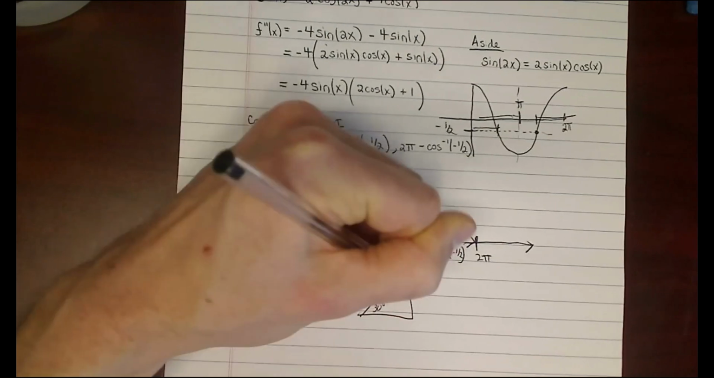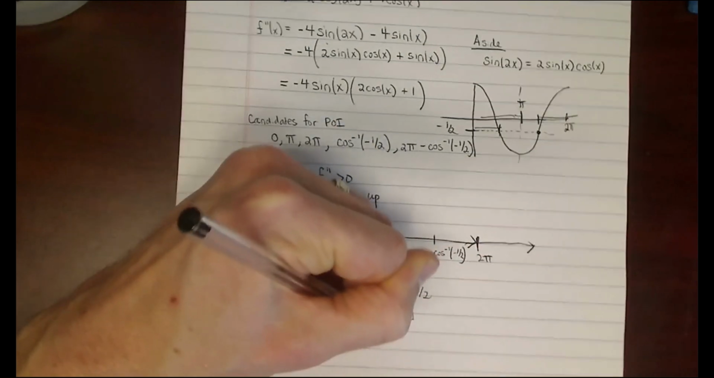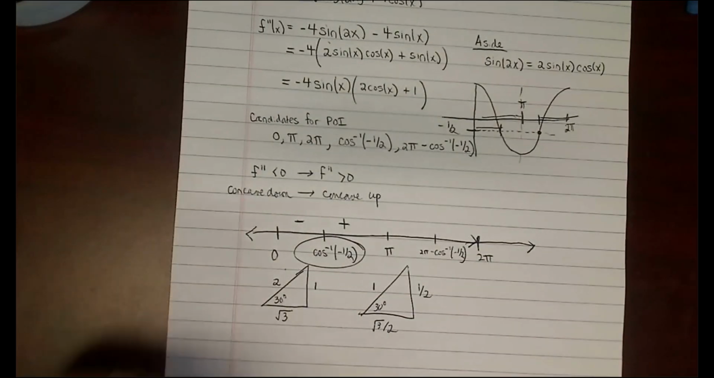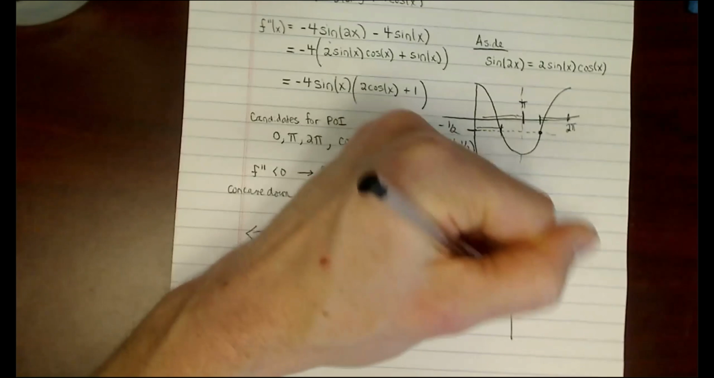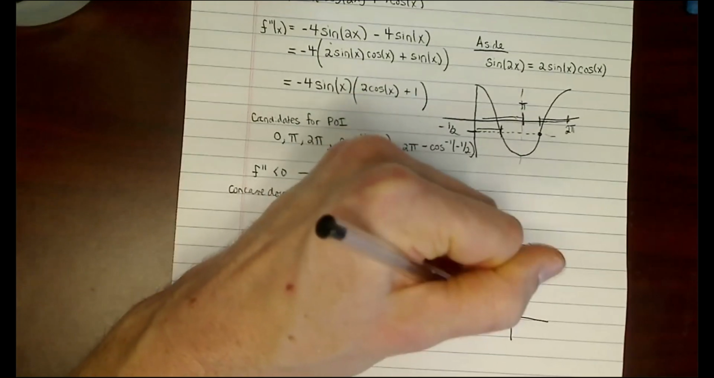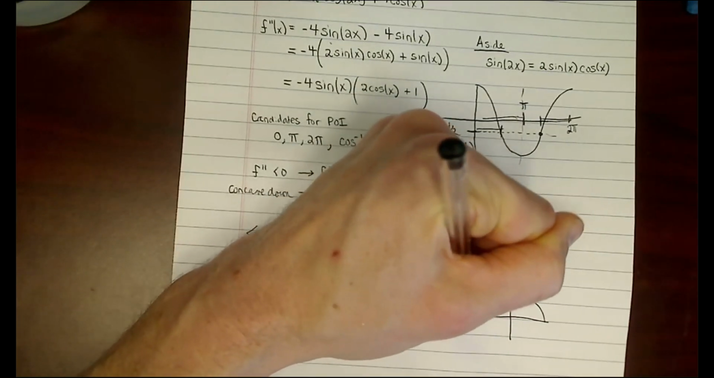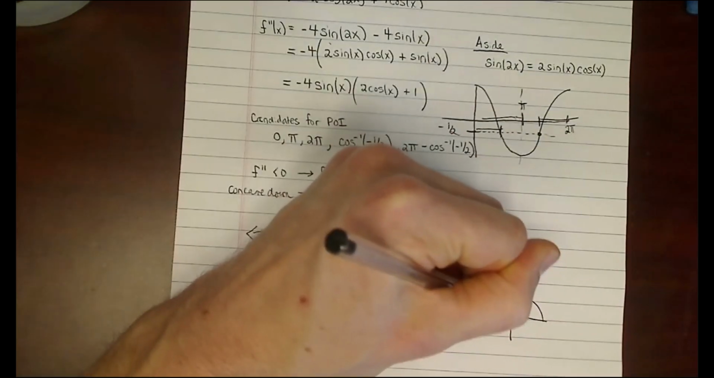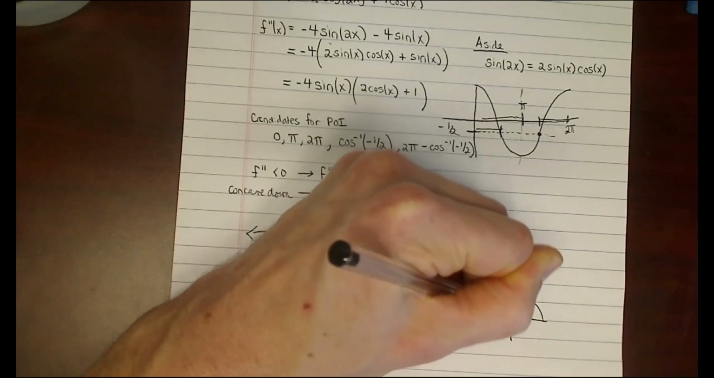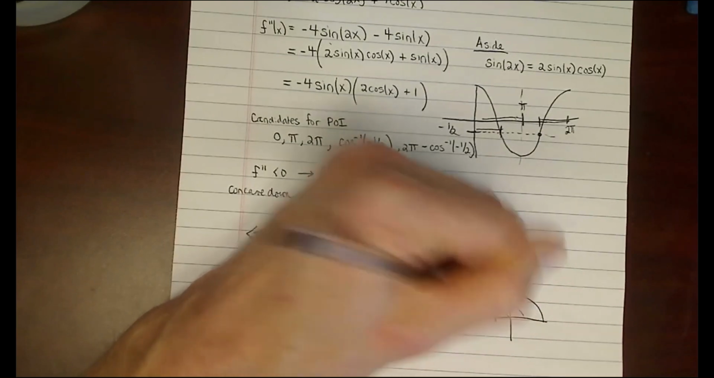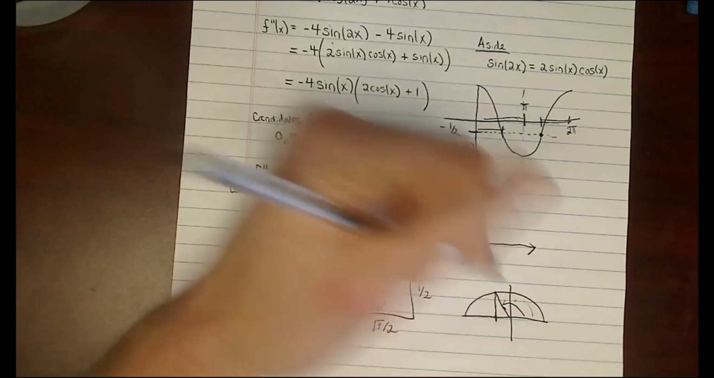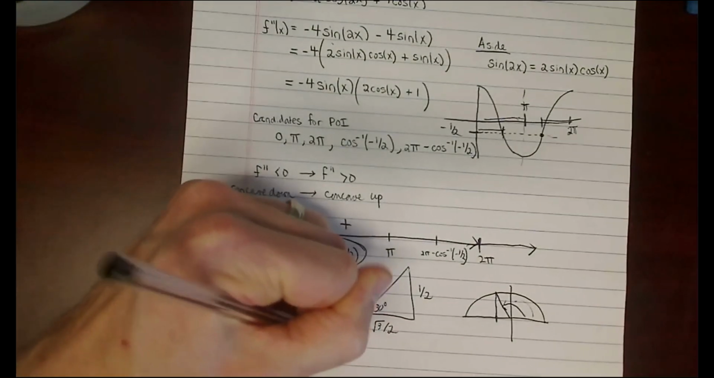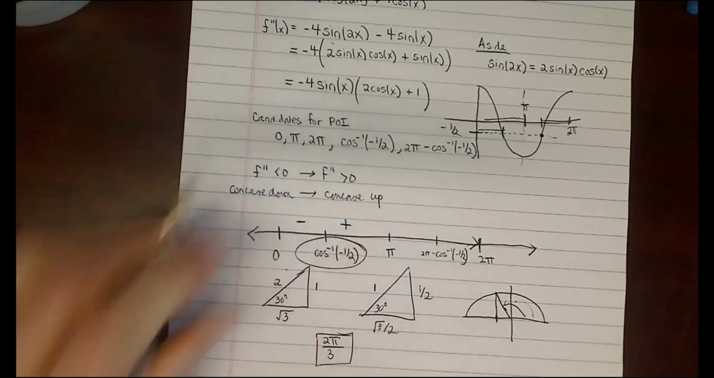So remember our 30, 60, 90 triangle. If this is 30 degrees, then this side is 1, this is √3, and this is 2. Or if I was on the unit circle with a hypotenuse of 1 and this is 30 degrees, then this would be 1/2 and this would be √3 over 2. Now, on the unit circle, if we're at minus 1/2, cosine is the x-coordinate, so I'm right here. At that location, that's going to be 90 plus 30, which is 120 degrees. And that turns out to be 2 pi over 3 in radians.